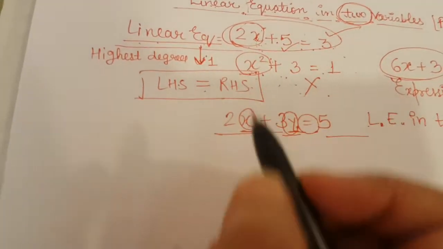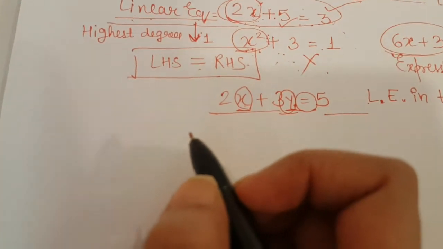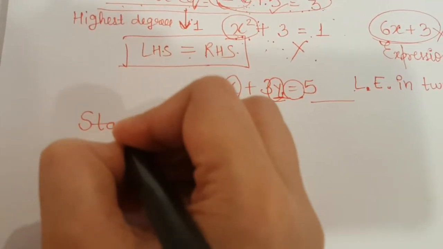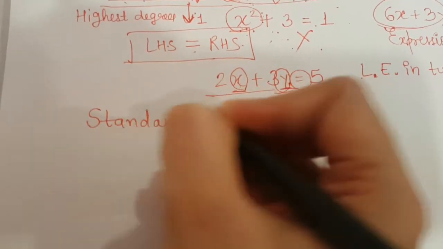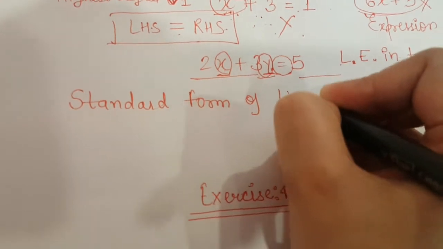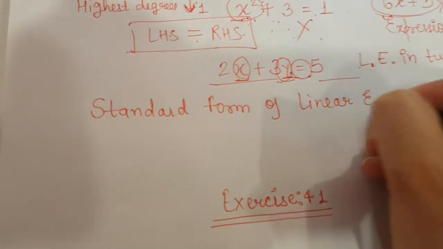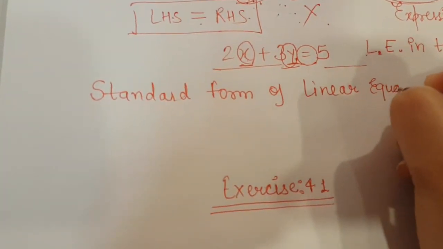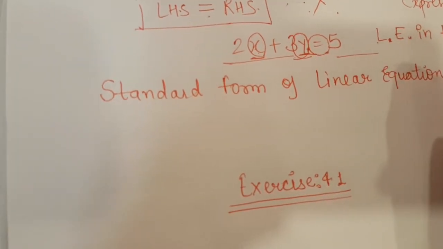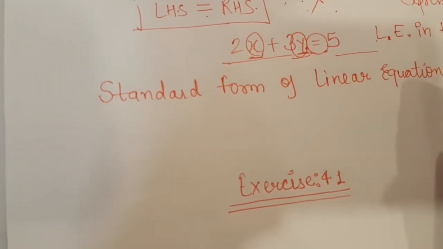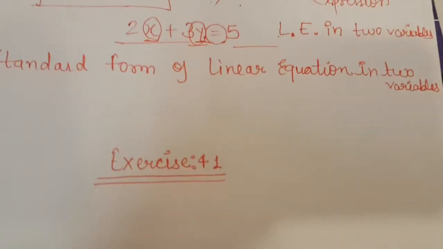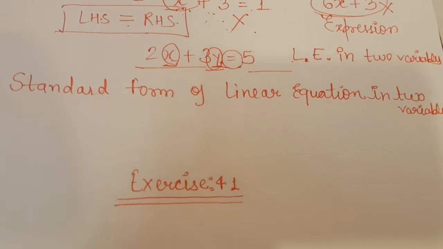So before starting exercise 4.1, one main thing is very important, the standard form of linear equation in two variables. Standard form. What is the standard form of linear equation in two variables?